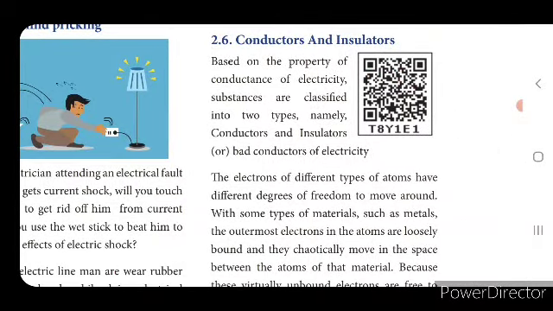In the last term itself we studied the difference between metals and non-metals. In that we said all metals are good conductors of electricity. All metals are good conductors of heat and electricity. So what is meant by conductors? The material which allows current to pass through it, we call that conductors.